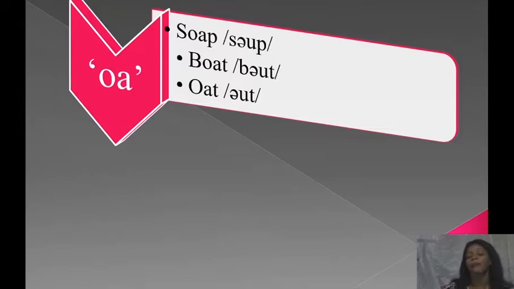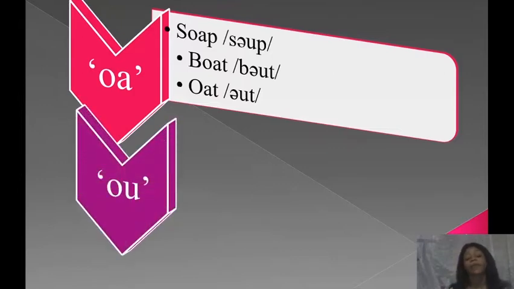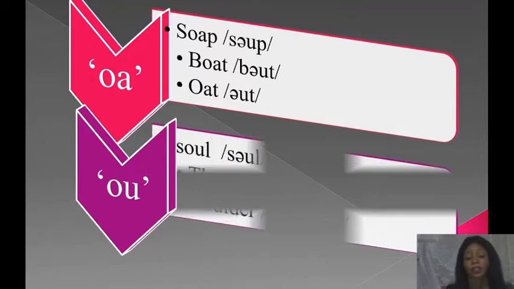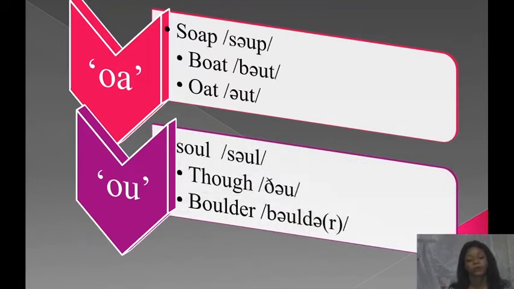Okay, let's look at the last spelling symbol that we would be looking at under the O sound. O-U. Most words that have the spelling symbols are pronounced in that manner. Let's see some examples. We have the word soul, S-O-U-L, soul. We also have the word though, though. And the last example is bother, bother.